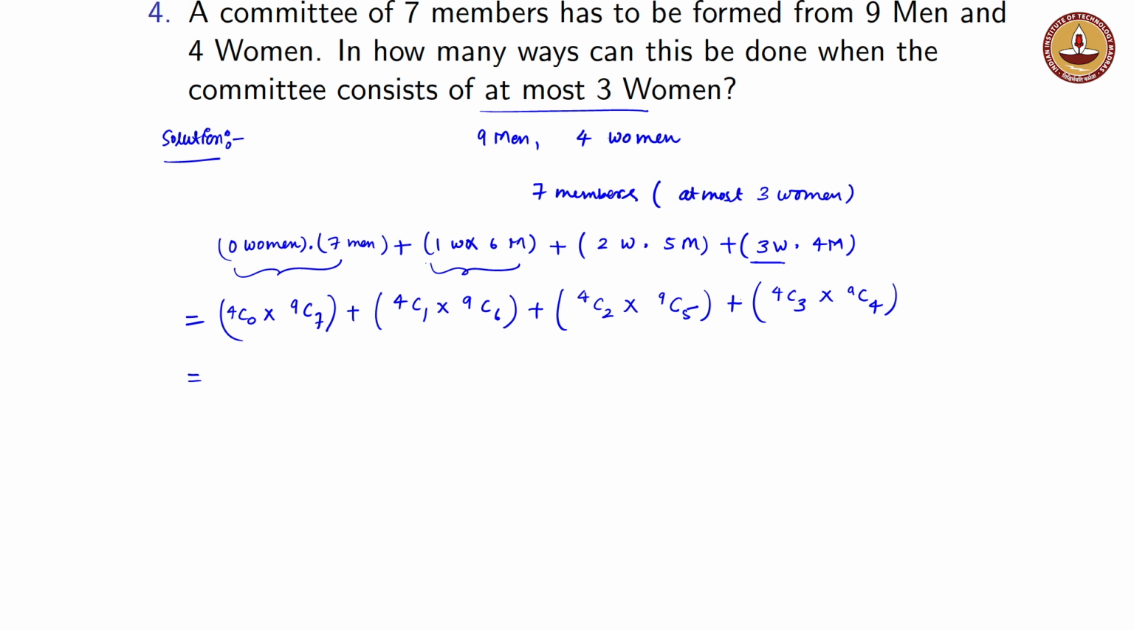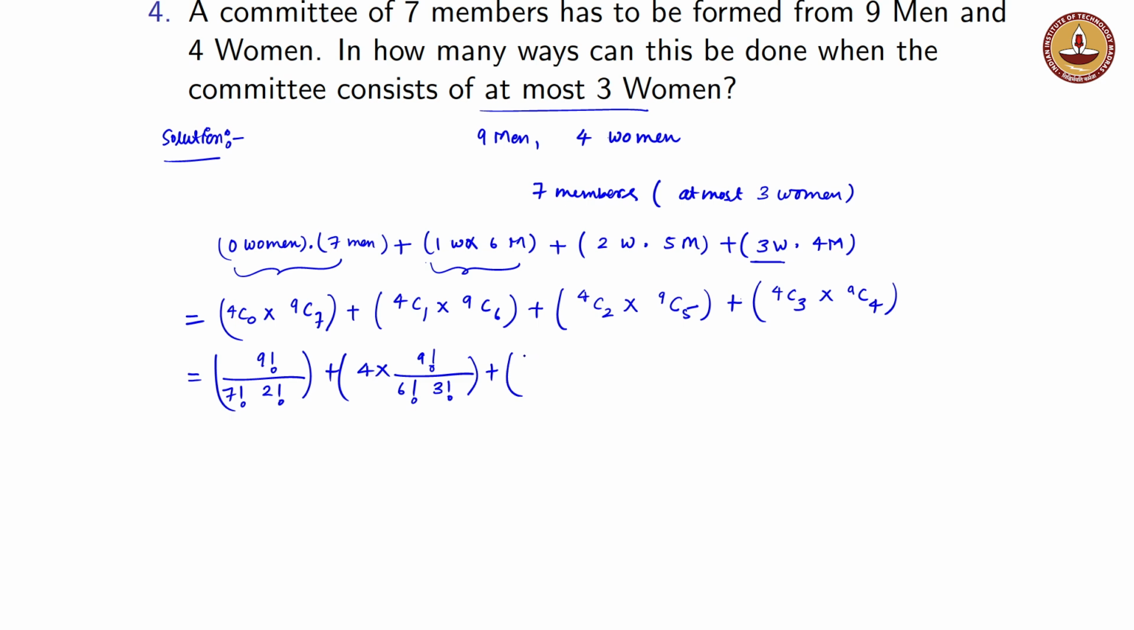Okay, let's solve this. So 4C0 will be 1, and 9C7 we have to solve. It will be 9 factorial divided by 7 factorial, 9 minus 7 will be 2 factorial, plus 4 into 9 factorial over 6 factorial, and 9 minus 6 will be 3 factorial, plus 4C2 we know will be 6, and 9C5 will be 9 factorial divided by 5 factorial, 9 minus 5 will be 4 factorial, plus 4C3 will be 4 into 9 factorial divided by 4 factorial, 9 minus 4 will be 5 factorial. Basically we have to do the simple calculation here.